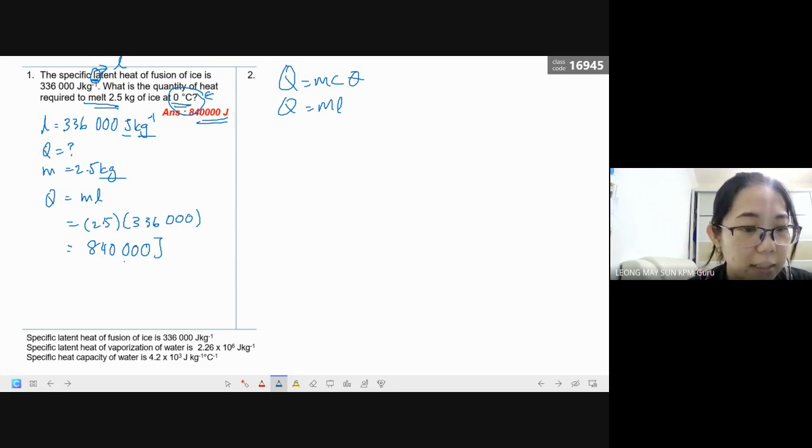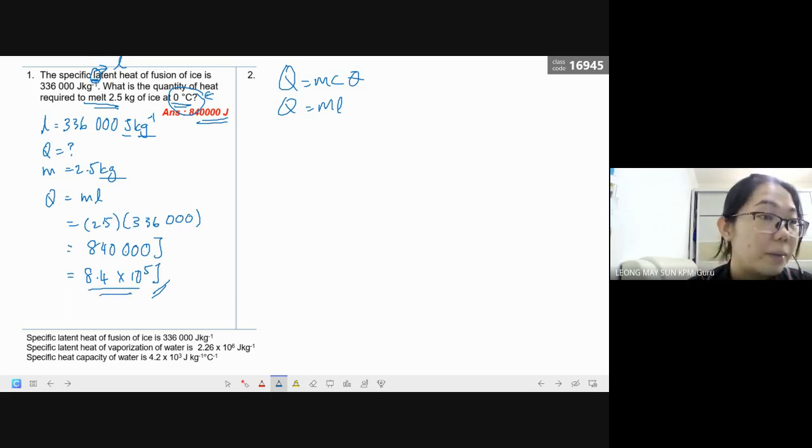You can leave the answer like this, but I would prefer to see the answer as 8.4 times 10 to the power of 5 joules. I prefer to see the answer like this. Okay? Why? Because if you write it as plus or minus 10, it's not so obvious. When you write it as 8.5 times 10 to the power of 5 joules, the answer is more accurate. Okay? So this is actually a very simple, straightforward type of question.